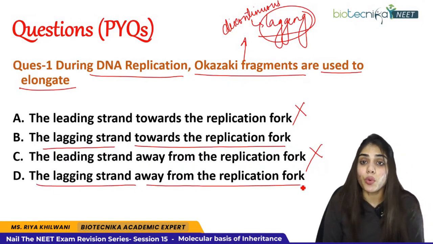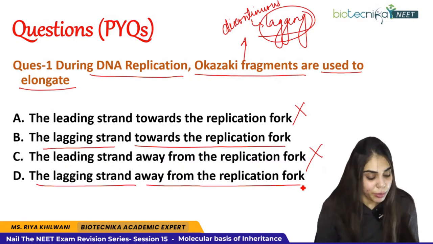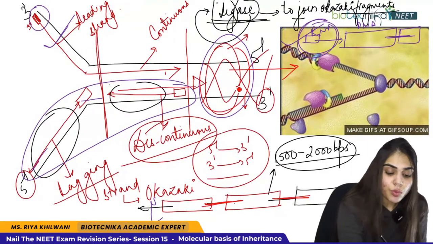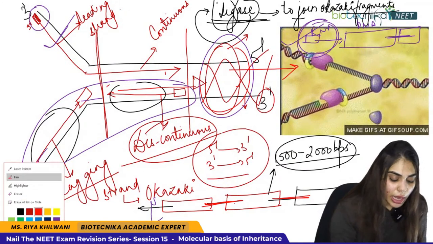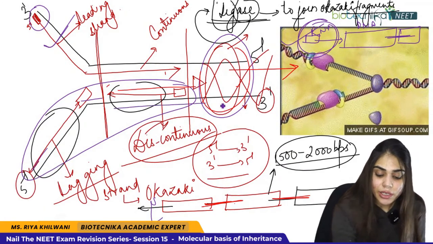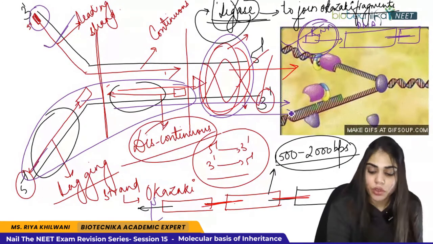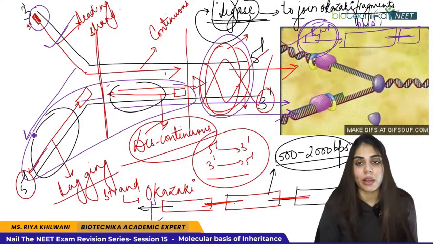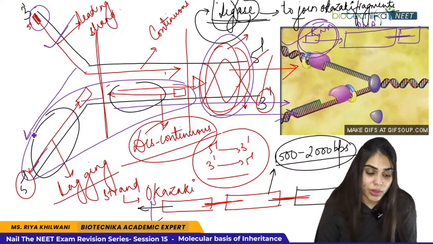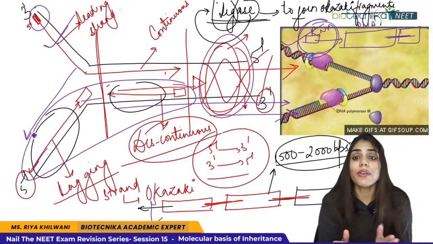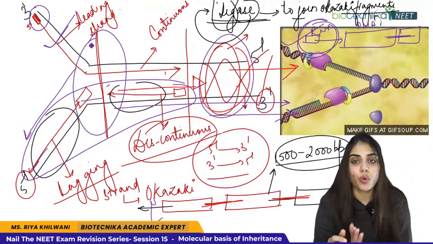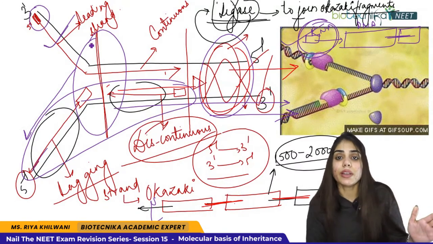So it was not moving towards the replication fork, because we have already seen in the previous diagram, when the replication was proceeding further, it was moving away from the fork. How away from the fork? Because helicase was releasing all the tension, breaking hydrogen bonds, but we had the Okazaki fragments or the lagging strand synthesis that too away from the replication fork. So suppose this is a replication fork, it was moving away from the replication fork.